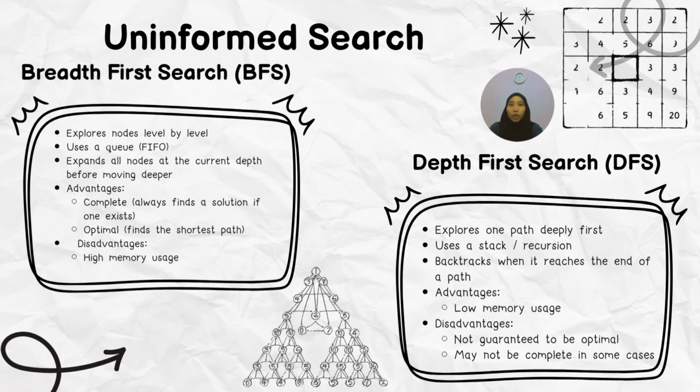It uses a queue following the first in, first out principle. The advantage is that BFS is complete. It will always find a solution if one exists. It is also optimal, meaning it finds the shortest path. The drawback is that it requires high memory usage.